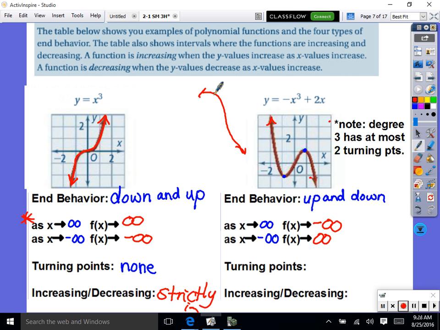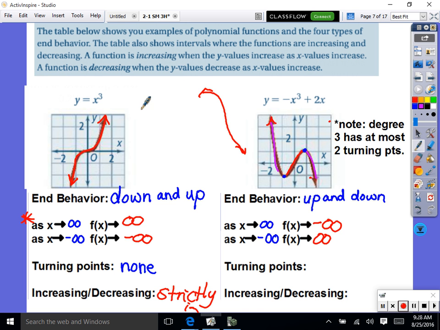Right, so this is increasing on this interval, and then it's decreasing, I'll change colors on this interval. We'll write out those intervals in very gory detail in just a second. Now I want you to notice something about odd degree functions. They have opposite end behavior. End behavior works the same for all odds.